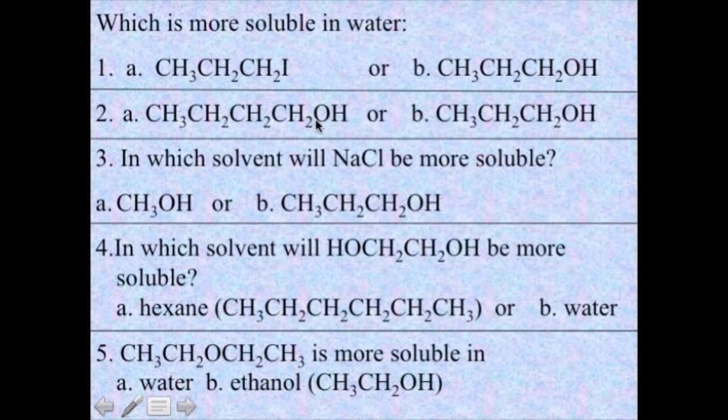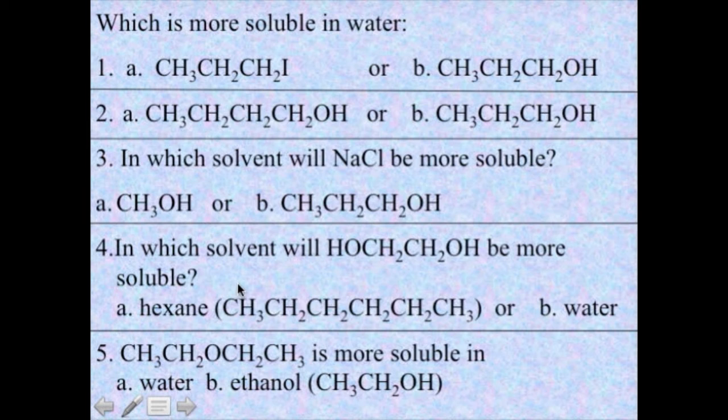Here's a 4-carbon chain with an OH and a 3-carbon chain with an OH. The 3-carbon chain is going to be more water soluble because carbon chains are not polar. So the more carbon you have in a carbon chain, the less soluble the compound is going to be, the less polar it's going to be, the less important the OH bonding is going to be. So the 3-carbon chain has it. In which solvent will sodium chloride be more soluble? Again, the one with fewer carbons is going to be the more polar molecule.